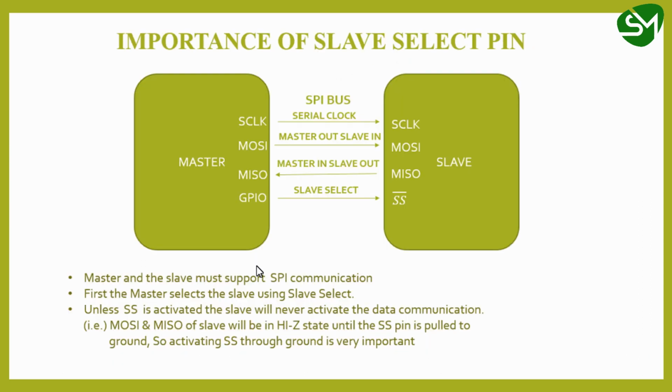Before starting the communication, if many slaves are available, the master must pull the corresponding slave select pin of the slave to low for communicating with that slave. If it is not doing that, the communication between the master and the slave cannot happen.